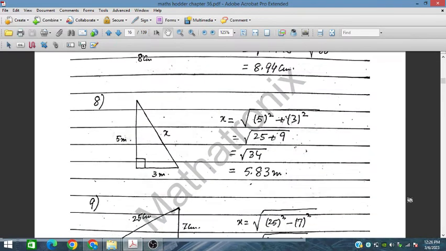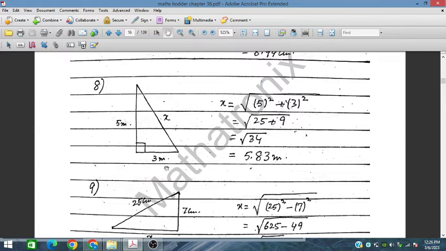Similarly for this part A, here we have 5 meters and this 3 meters, and we take this square and this square. So this is 25 meters squared, and this is 9 meters squared, which is 34, and the square root gives 5.83 meters, because this is meter, this is meter, so it should be in meters, and this should be the largest of these two.